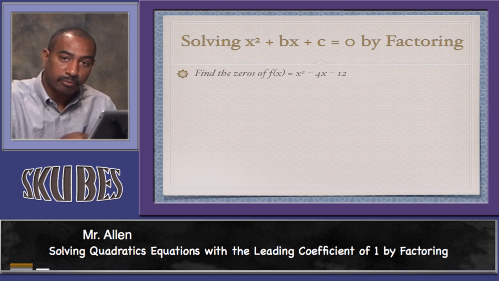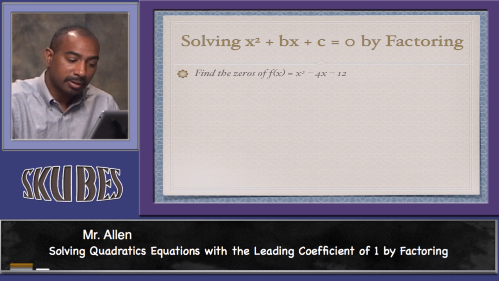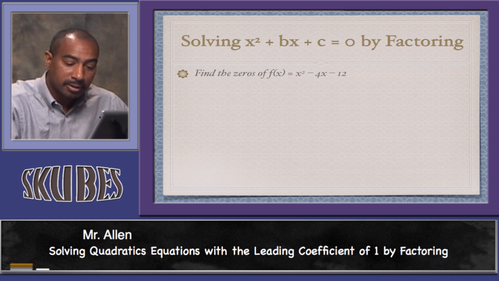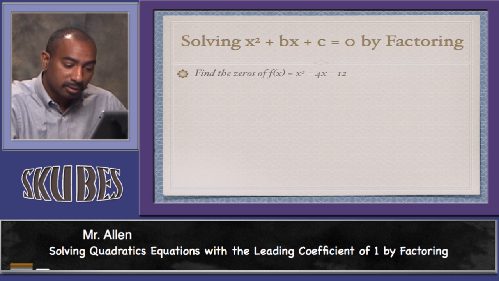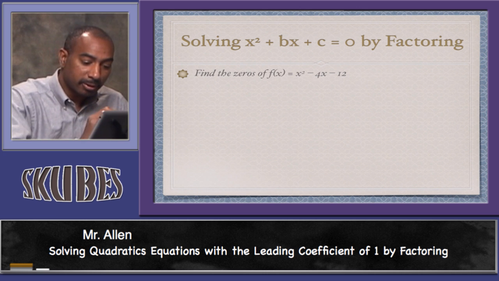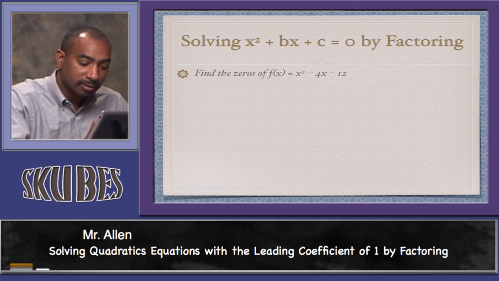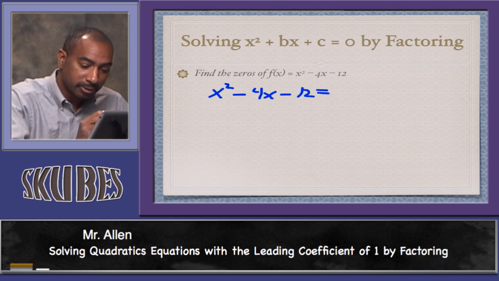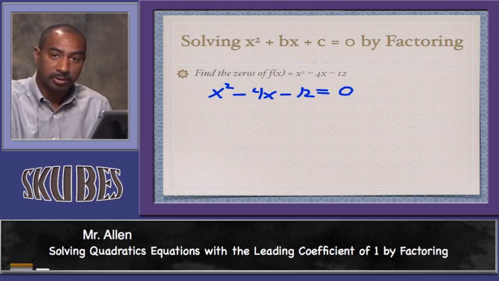All right, sometimes with functions, they'll ask you to find the zeros of the function. You might see it in this format, f of x equals x squared minus 4x minus 12. And to find the zeros, you're going to set f of x equal to 0. So you have x squared minus 4x minus 12 equals 0. And you just solve this quadratic.